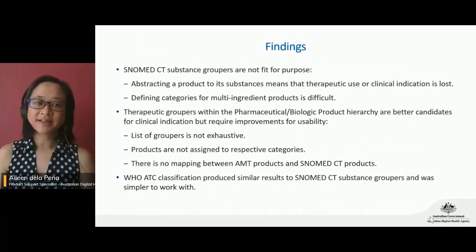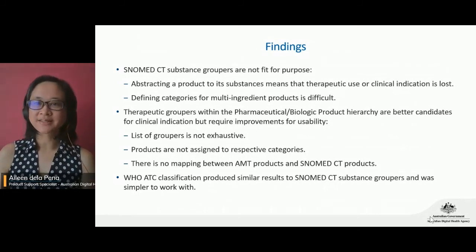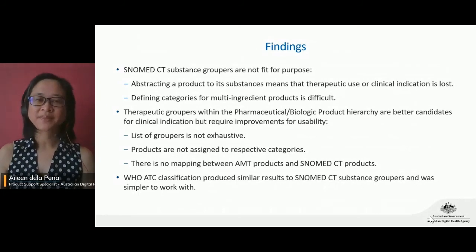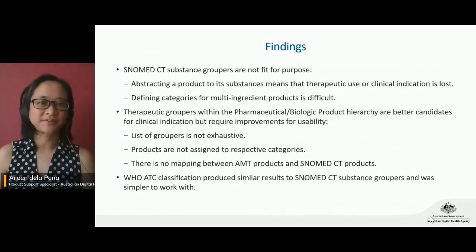Adjacent to that, the AMT itself is not yet mapped to the product hierarchy. There was some initial analysis done regarding the modeling, and we have been performing some activities to prepare for integration, such as simplifying dose forms, but we are still some way off from actual integration.